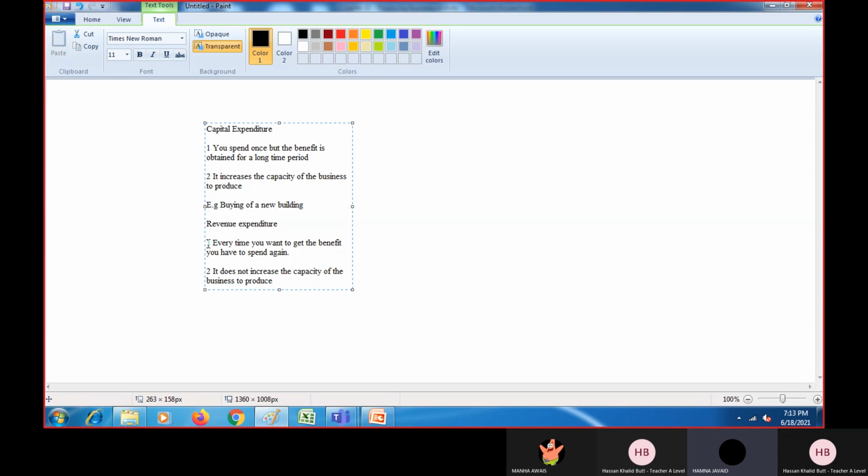They need the money as well. Absolutely. Very good. It means both conditions are met. So for example, if I write here, as I told you earlier, salaries and wages, now both conditions are met. How? Every time you want to get the benefit from the workers, you have to pay them salaries and wages again. So it means it is a recurring expenditure. You have to spend time and again to get the benefit. Otherwise, you won't get the benefit. And it does not increase the capacity.